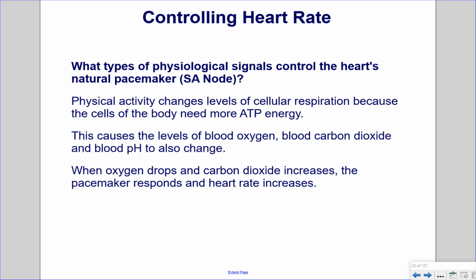Controlling heart rate. What types of physiological agents control the heart's natural pacemaker, the SA node? Physical activity changes levels of cellular respiration because the cells of the body need more ATP energy. This causes levels of blood oxygen, blood carbon dioxide, and blood pH to also change. When oxygen drops and carbon dioxide increases, the pacemaker responds and heart rate increases.